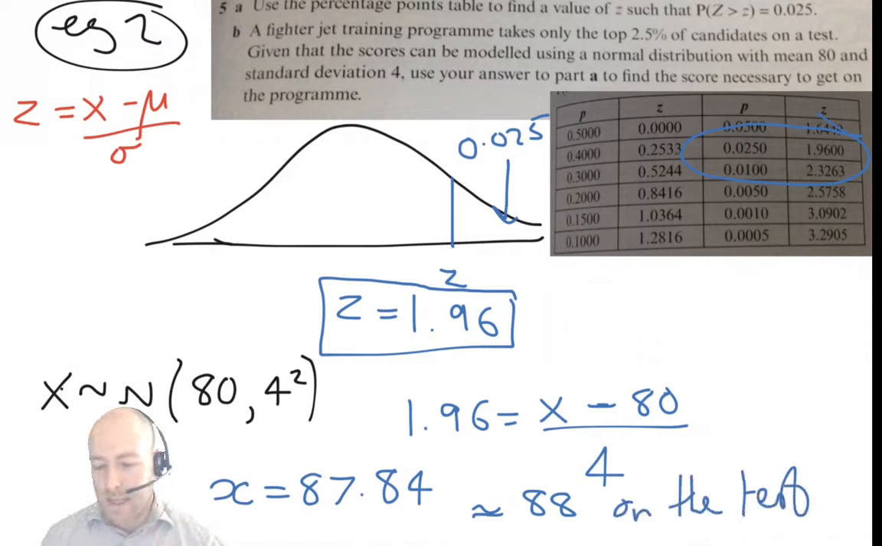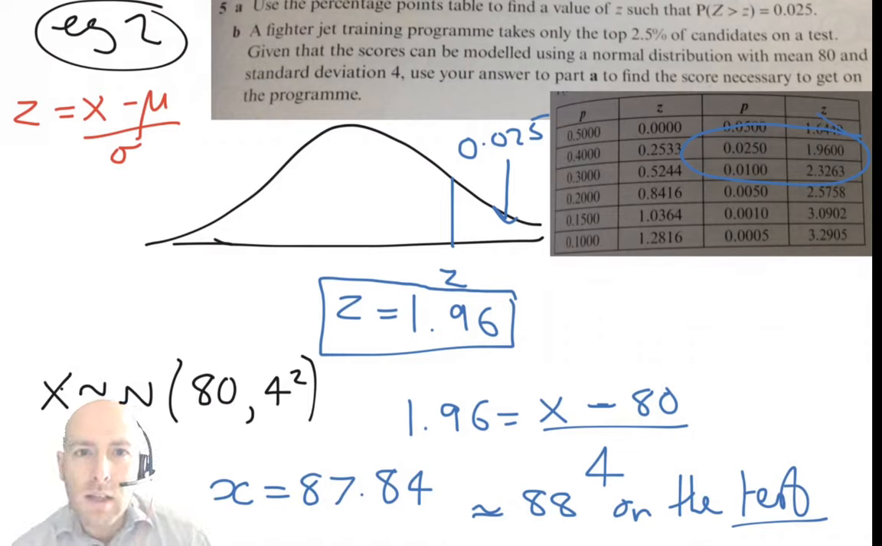Because you can't get 87.4 on a test, and it does say marks, I think. Does it say percentages? It says score, so I think we should probably have an integer answer. So yeah, 88 does sound like a better choice. Cool. All right.